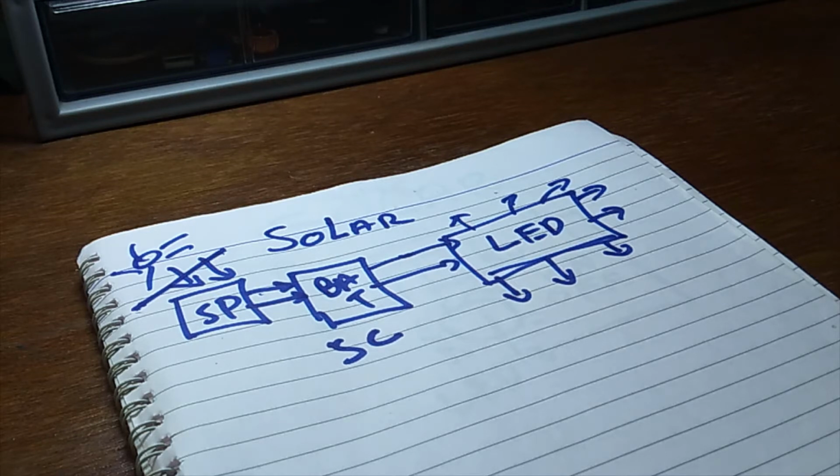So that's it. Let's go into the component list of the solar light and see what all we need.